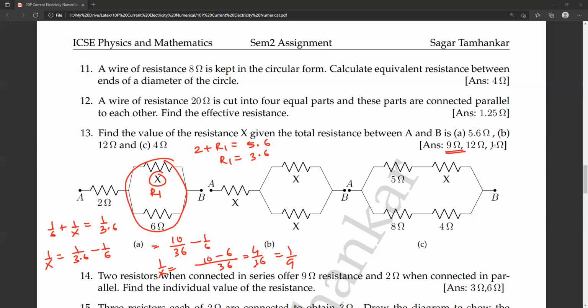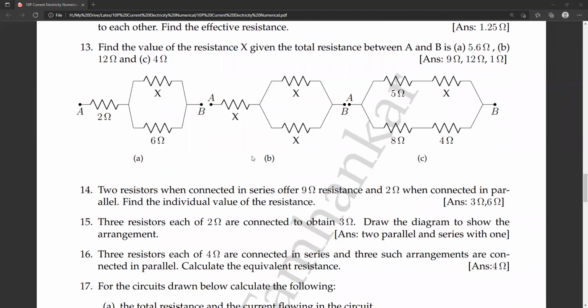So this is a way you may get questions where you will have to find the missing resistance. And there can be some questions like this. There are 3 resistors of 2 ohms. So you have got 2 ohm, 2 ohm, and 2 ohm resistor. You have to connect them so that you get a total of 3 ohms. So how can you connect it?